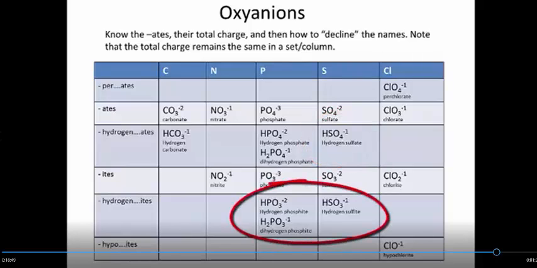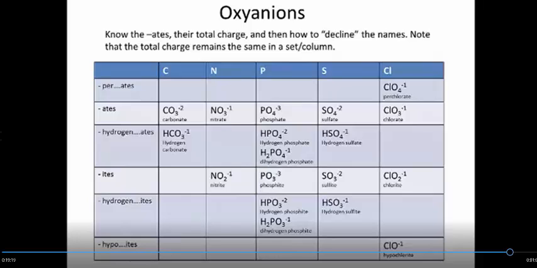And likewise for the -ites, the same thing happens. Phosphite can become hydrogen phosphite or dihydrogen phosphite. Total charge then becoming -2 or -1. Sulfite, if we add an H+, can become hydrogen sulfite. Okay. Notice that it's not hydra or hydro, it's hydrogen sulfate, hydrogen sulfite.